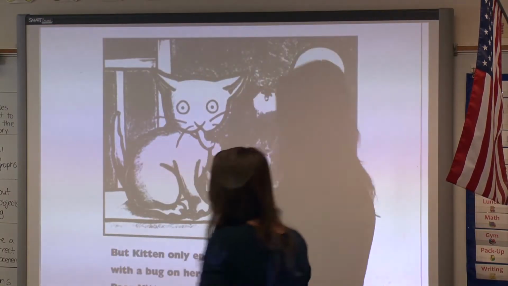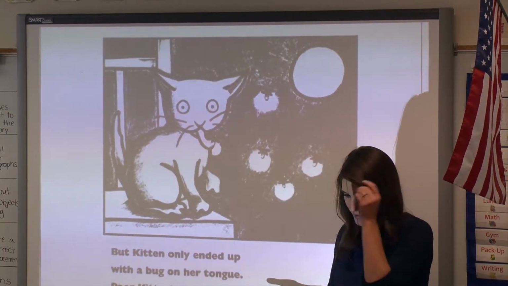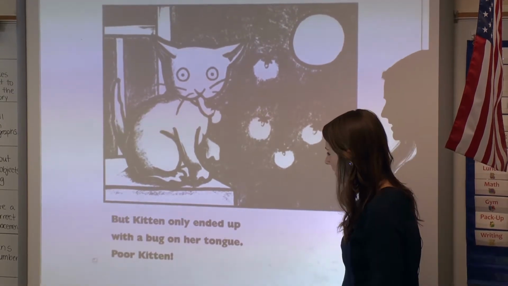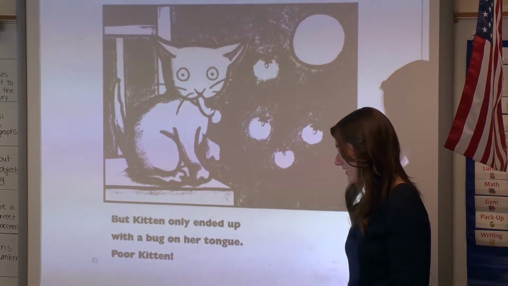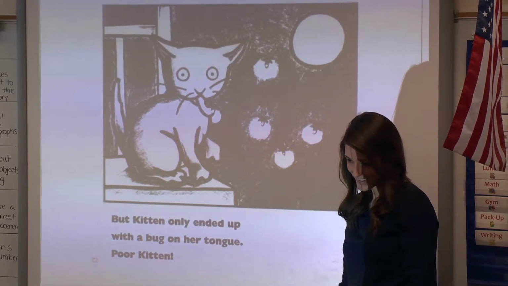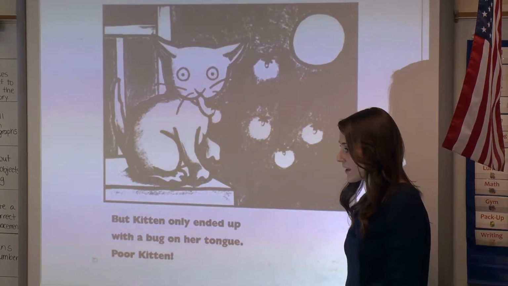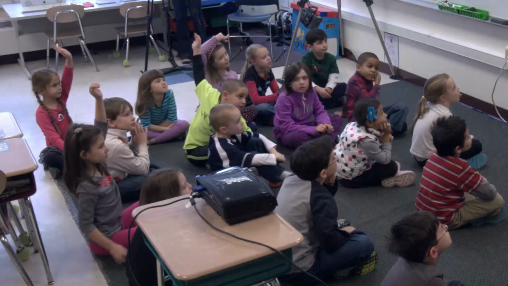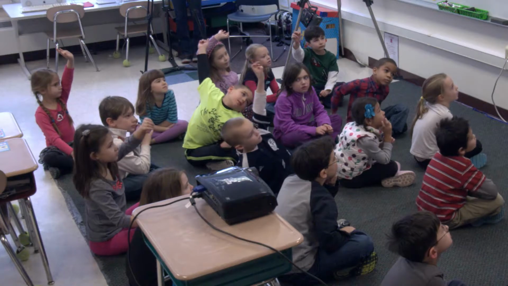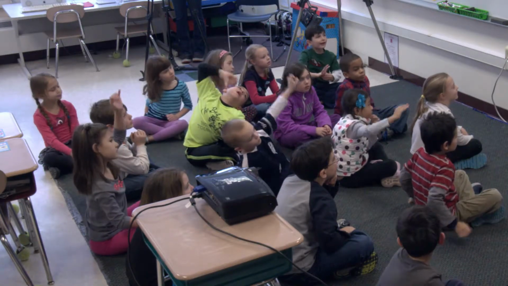So after she closed her eyes and stretched her neck and opened her mouth and licked, let's see what happened. But Kitten only ended up with a bug on her tongue. Poor Kitten. Raise your hand to tell me what words Kevin Henkes uses on this page to tell us what happened to Kitten after she did all those things. Daniel?